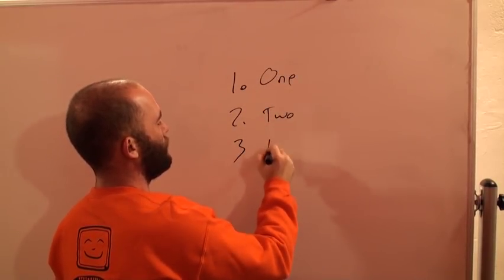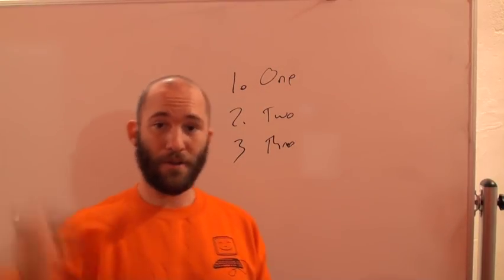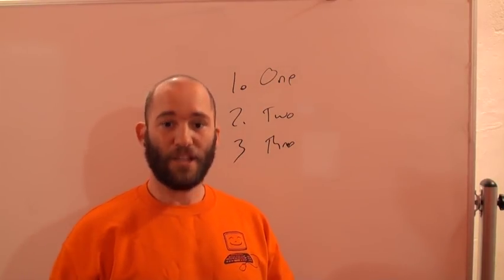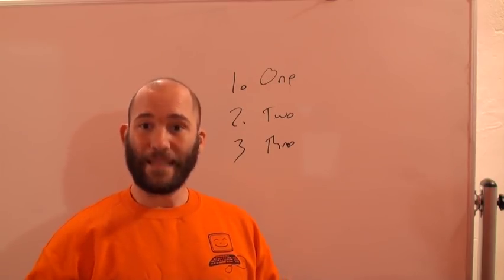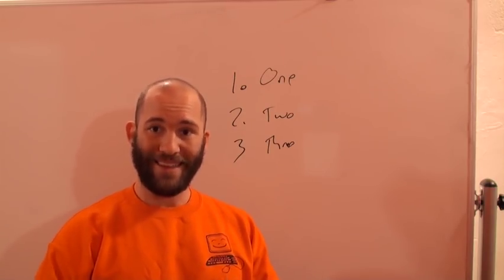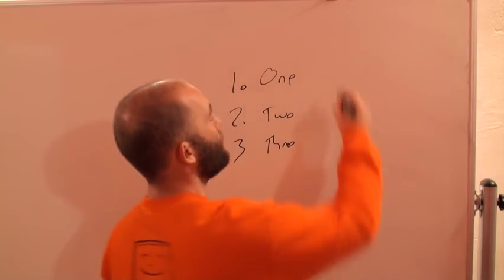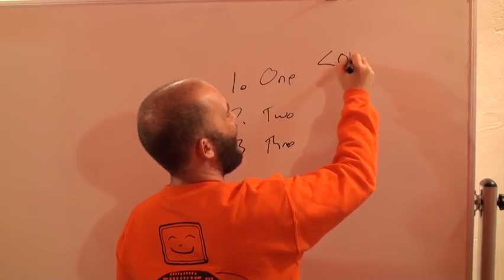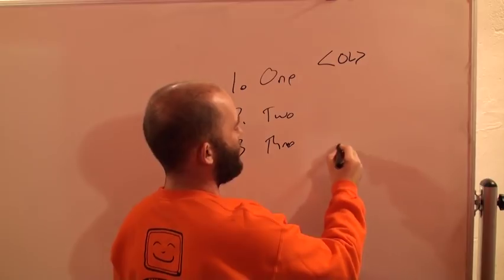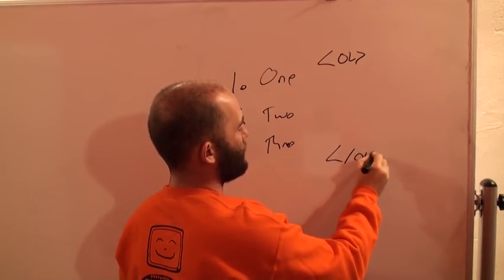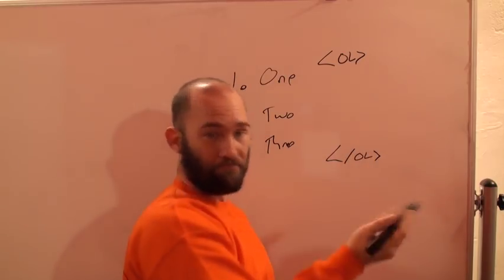So in order to create a 1, 2, 3 list in HTML, the first thing you have to do is open a list. You have to create the concept of a list within the HTML program. So you use an OL tag, which means ordered list tag. And then down at the bottom, you close the ordered list tag. This is the beginning of the ordered list, and this is the end of the ordered list.